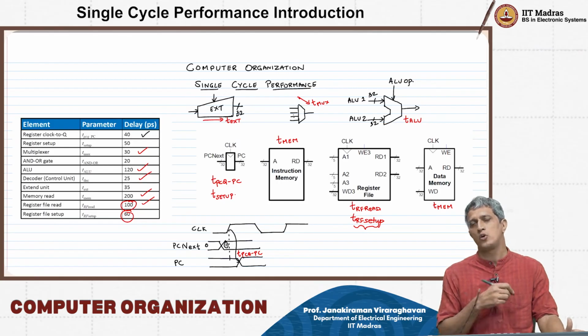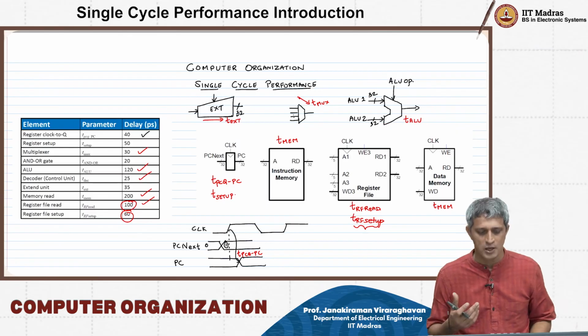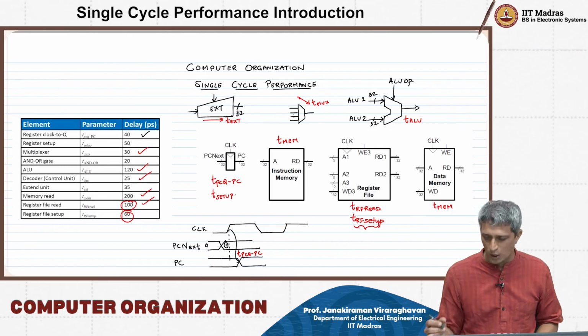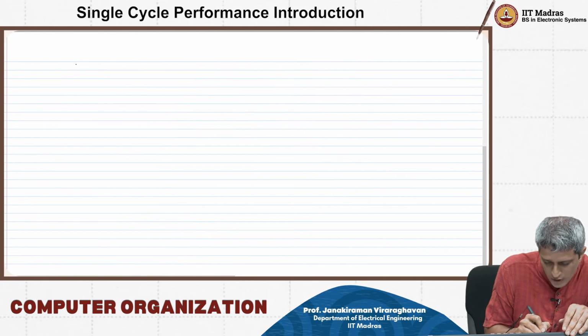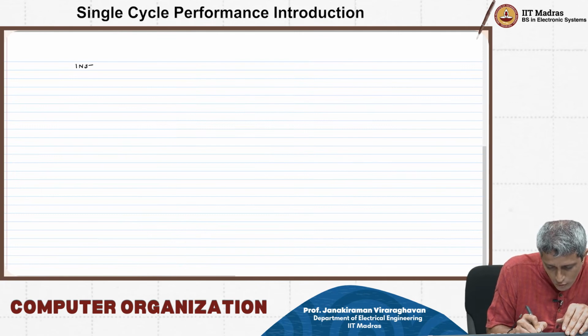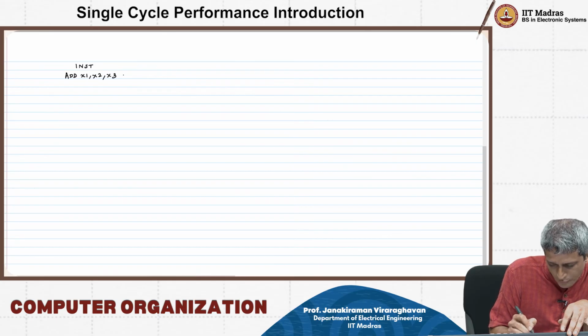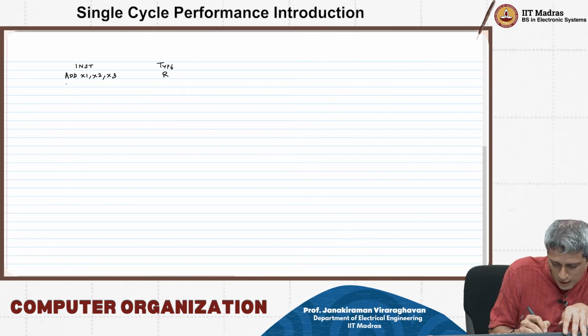Based on this, we are going to go ahead and analyze the different kinds of instructions, the time it's going to take for different kinds of instructions. So what are the kinds of instructions that we spoke about? The first one could be add x1, x2, x3. What type of instruction is this? This is the R type of instruction, right?